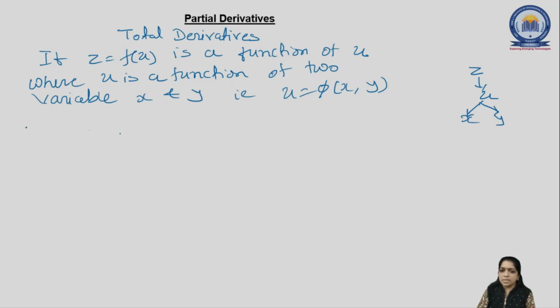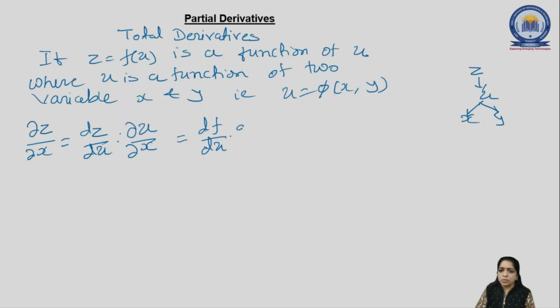So we can represent the total derivative of z with respect to x as del z by del x is equal to, as z depends on one variable only, that is dz by du, into del u by del x, because u depends on two variables. It is also represented as df by du into del u by del x.